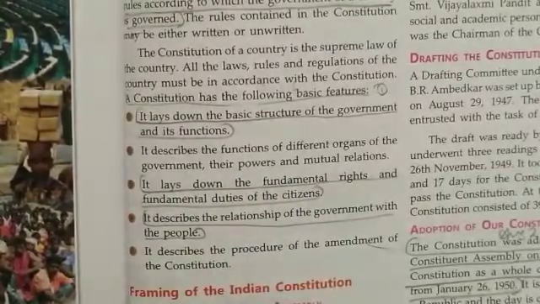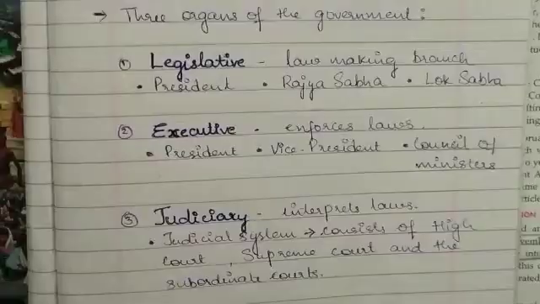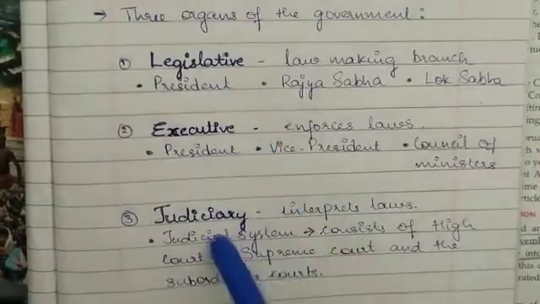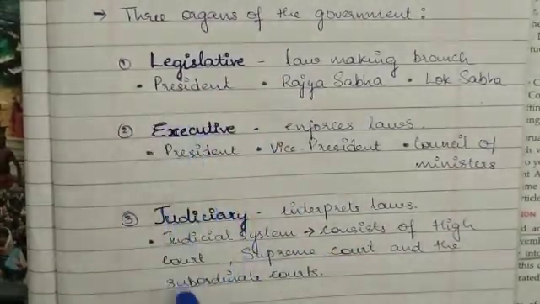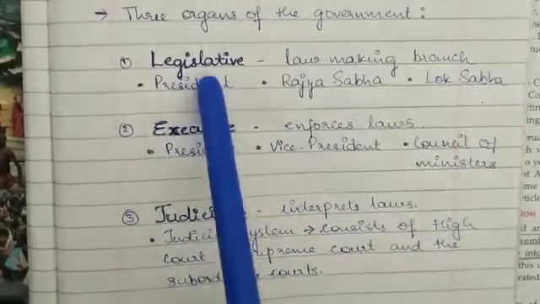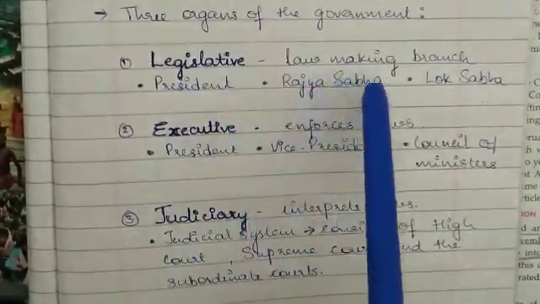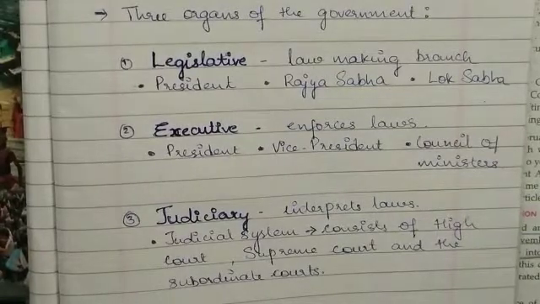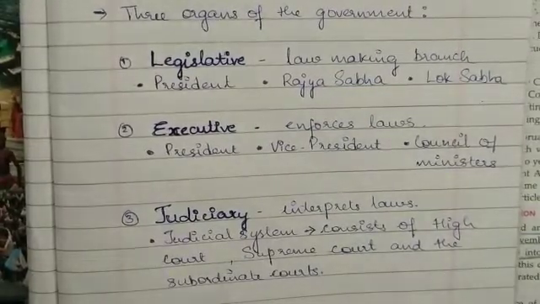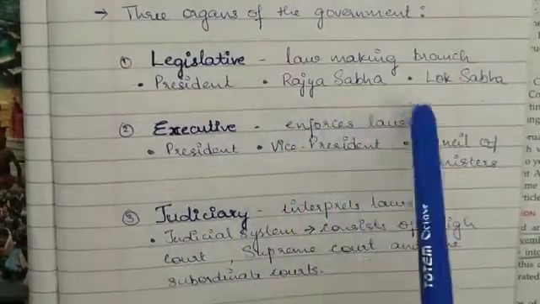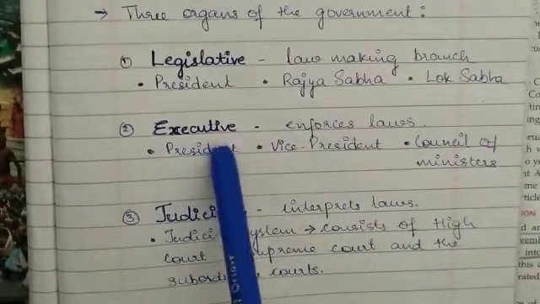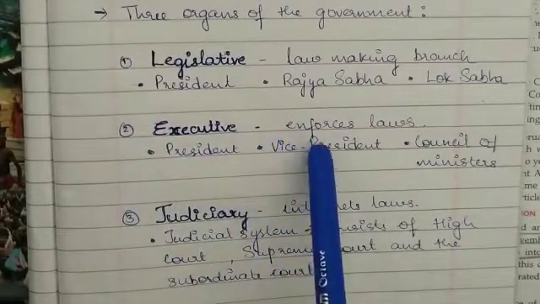Now we'll see what the organs of government are. So these are the organs of the government. This is the structure of the government. There are three organs in the government. The legislative is the lawmaking branch. It is a branch which makes laws of the country, and it comprises the president, the Rajya Sabha and the Lok Sabha. Now the second organ is the executive organ, and it enforces laws.